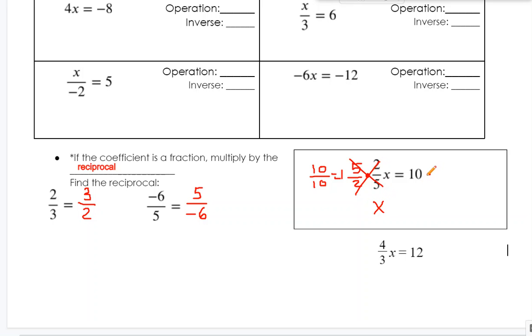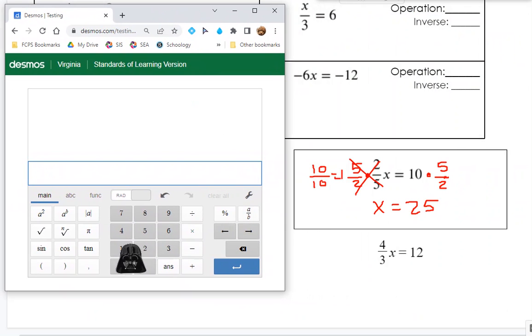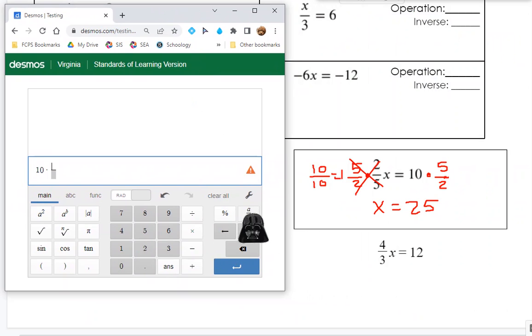And I'm going to do the same thing to the other side because I have to keep it equal because there's an equal sign there. So I'm going to times this side by 5/2. All right, when you multiply fractions, you can just do 10 times the top number. So 10 times 5 would be 50. 50, and remember fraction bar means divide. 50 divided by 2 will give me 25. If you don't remember how to multiply fractions, it's okay because you're allowed to use Desmos, right? Or a calculator. All right, so I would do 10 times 5/2, and I get 25, right?